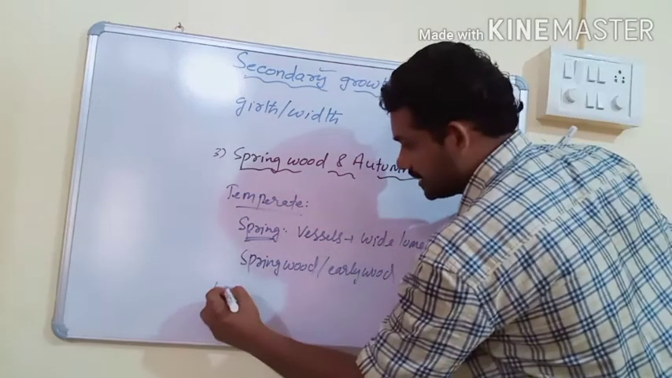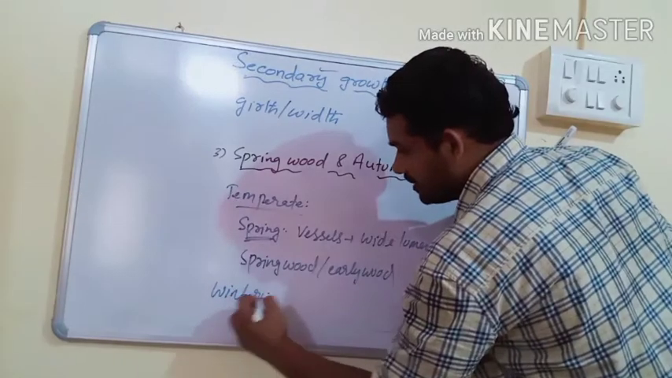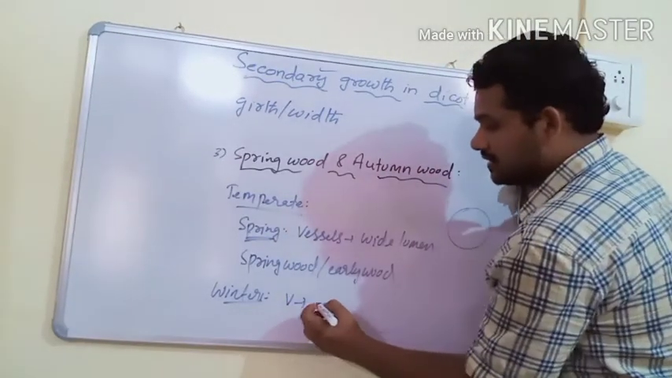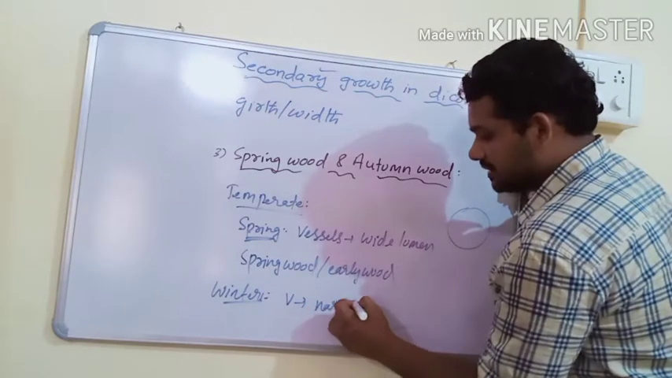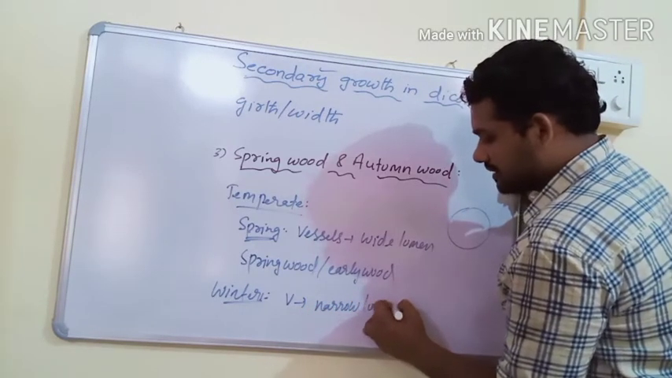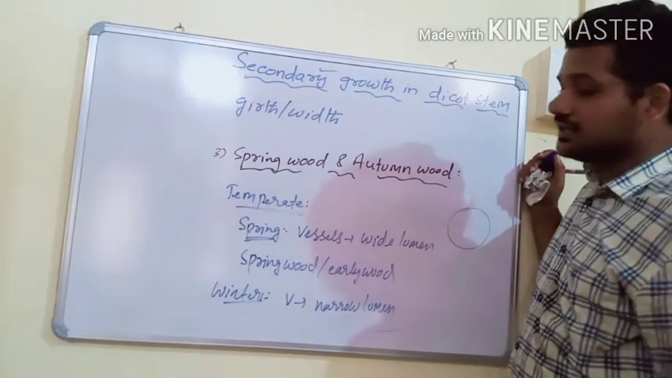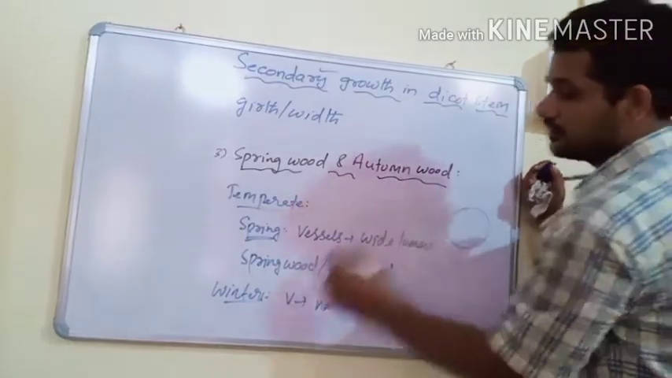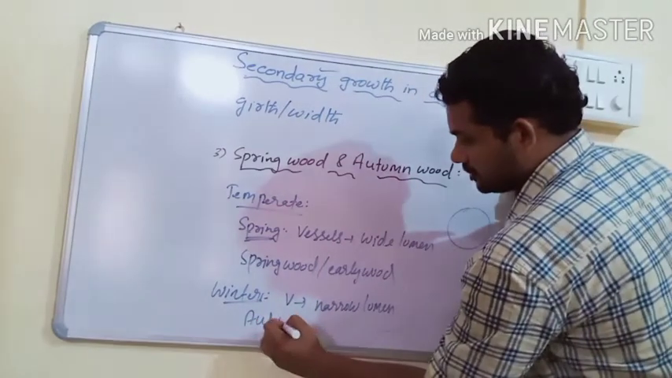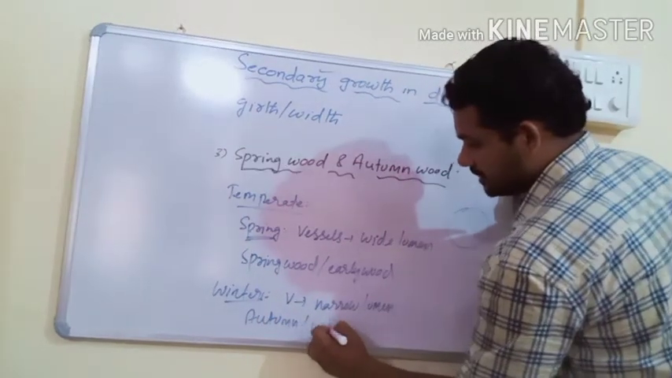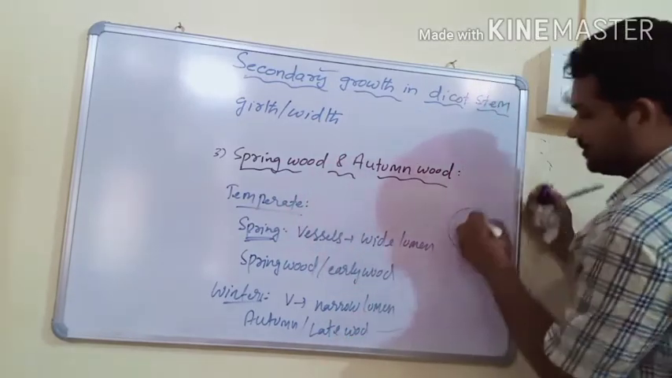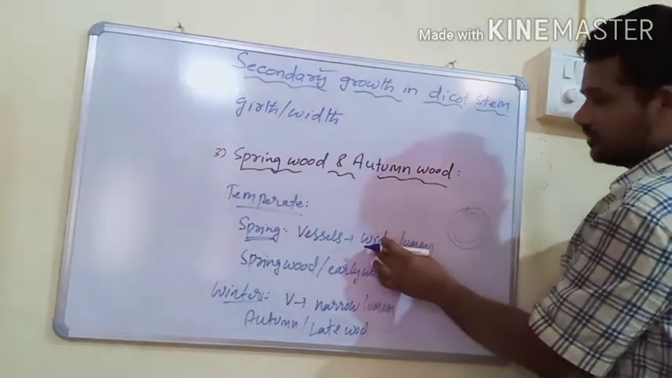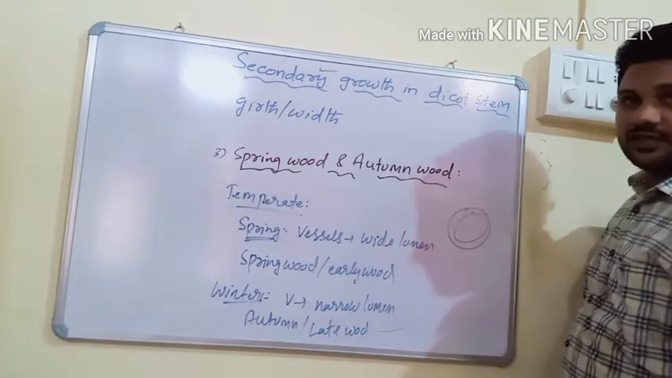And in winter the cambium is less active. That's why it produces vessels with narrow lumen. And usually the wood formed during winter is called autumn wood, or it is also known as late wood. So another wood is formed. So in one year two woods are formed: one is spring wood and the second one is autumn wood.